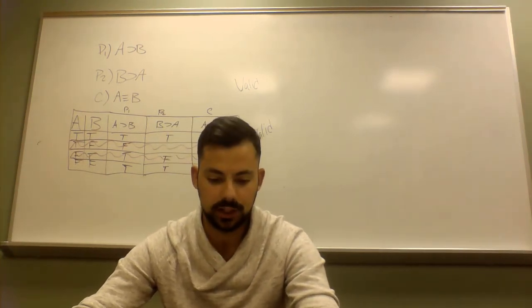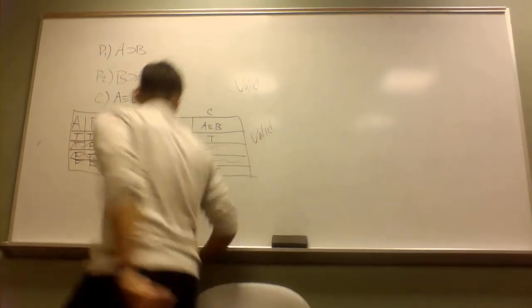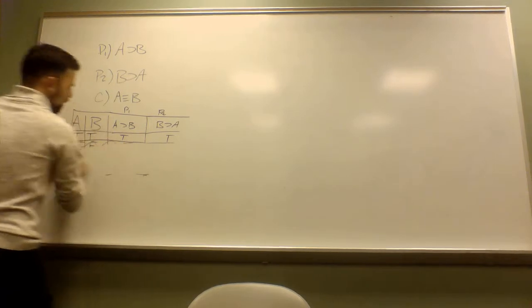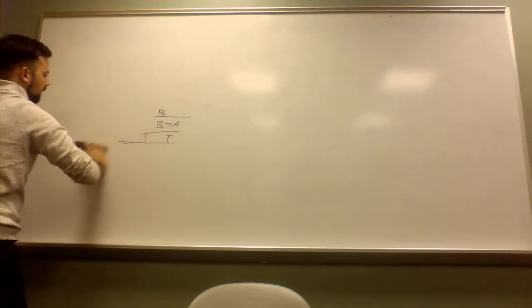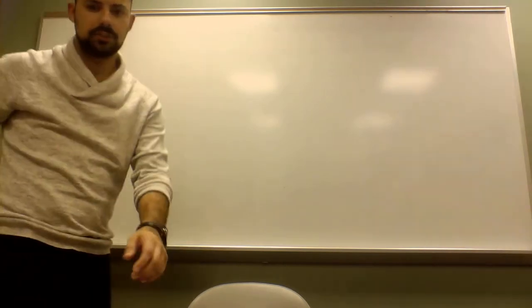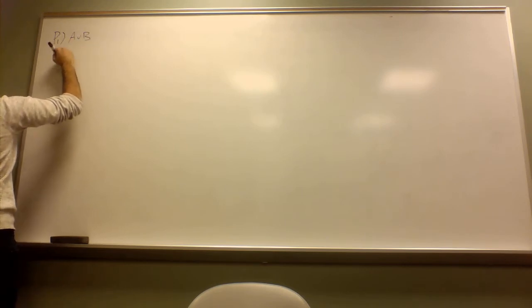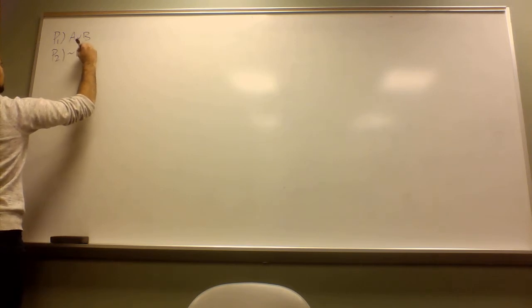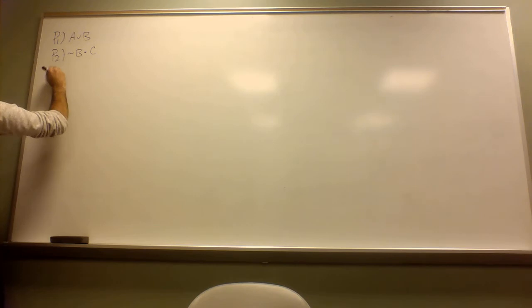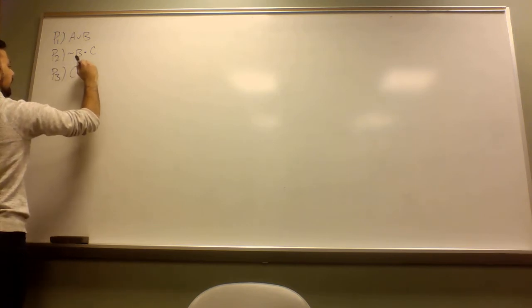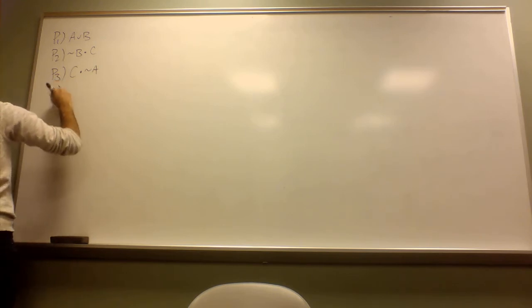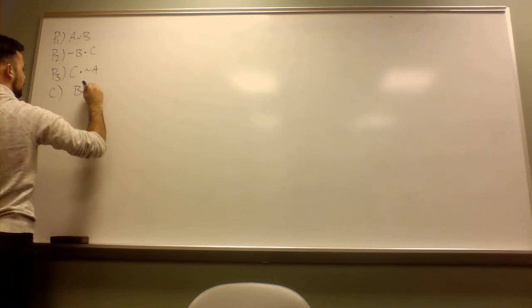So let's add an extra propositional unit. Adding an extra propositional unit is just fun and challenging, and everybody loves a challenge. At least I do. Alright, so we're going to have three premises and three different propositional units here. So here we're going to have premise 1, A or B, premise 2, not B and C, premise 3, C and not A, and a conclusion, B or C.